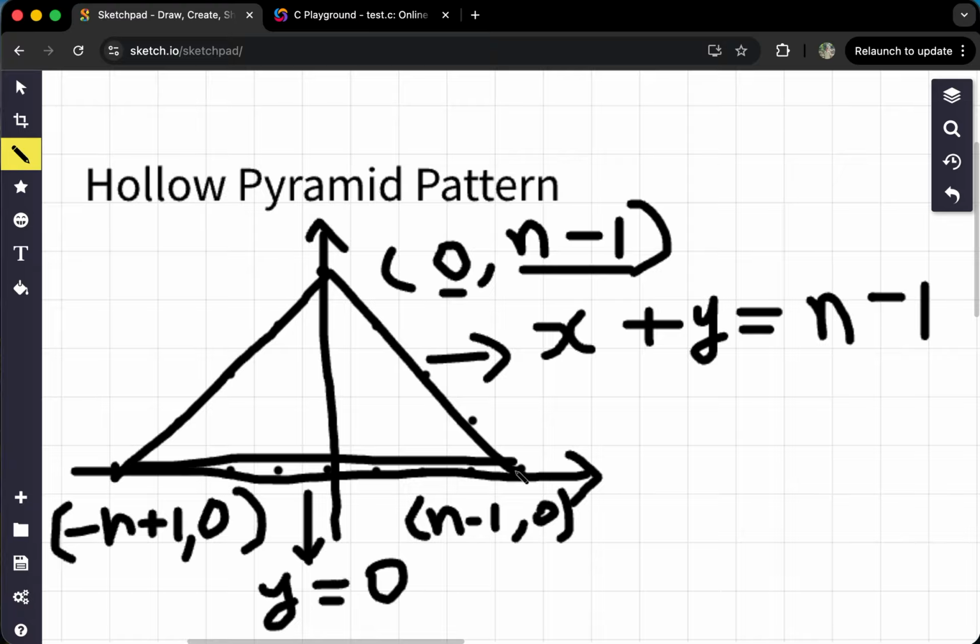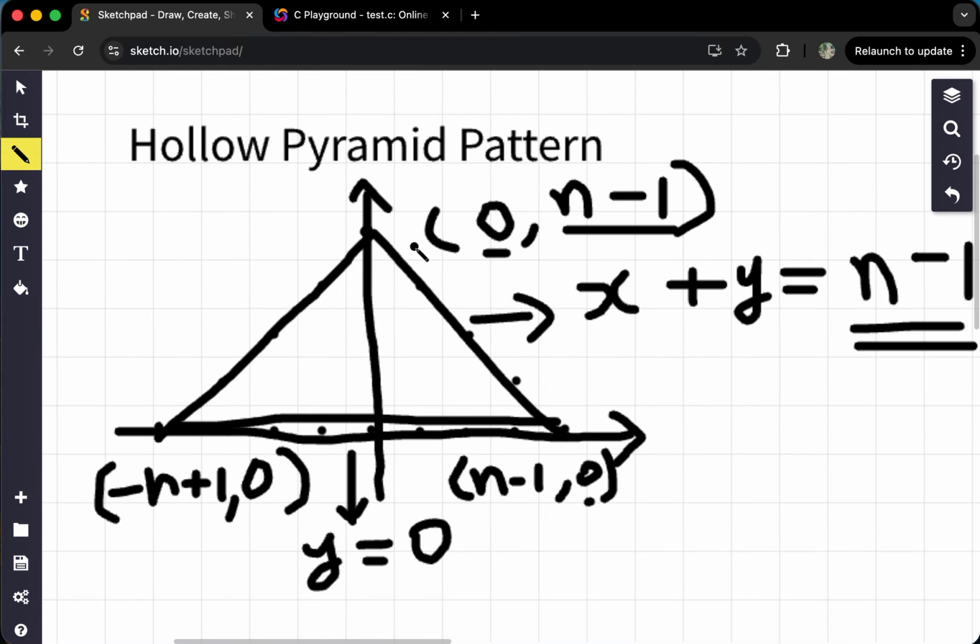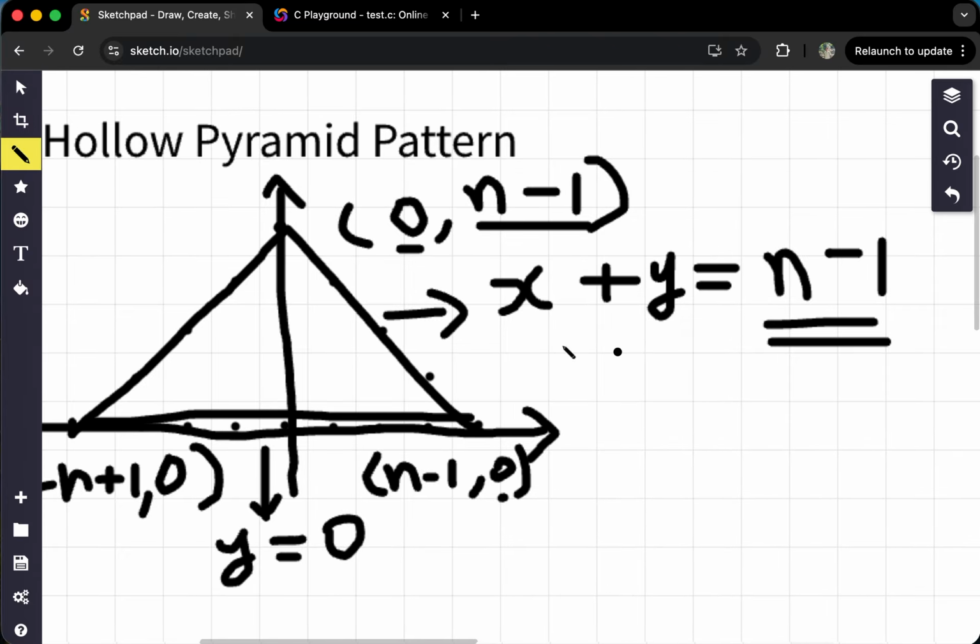You can take any point in this line. So let's say this point. So if we add n minus 1 and 0, we will still get n minus 1 as our result. So this line equation is x plus y equal to n minus 1.